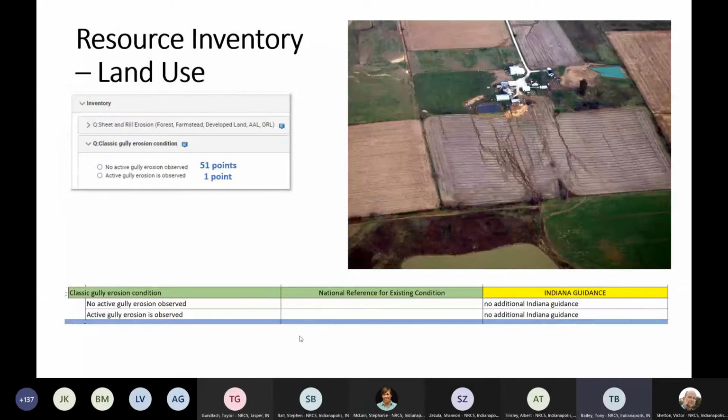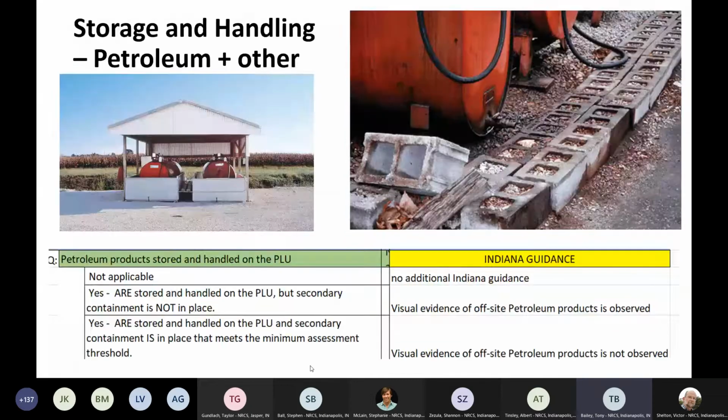Then related to that, the erosion, obviously more familiar to us. Are there active gullies or are there not active gullies going on within the farmstead? How we tie points to that. In this case, since there are active gullies going on around there, we would just end up giving that 1 point. No additional Indiana guidance on that. Hopefully that is clear for what we're assessing.